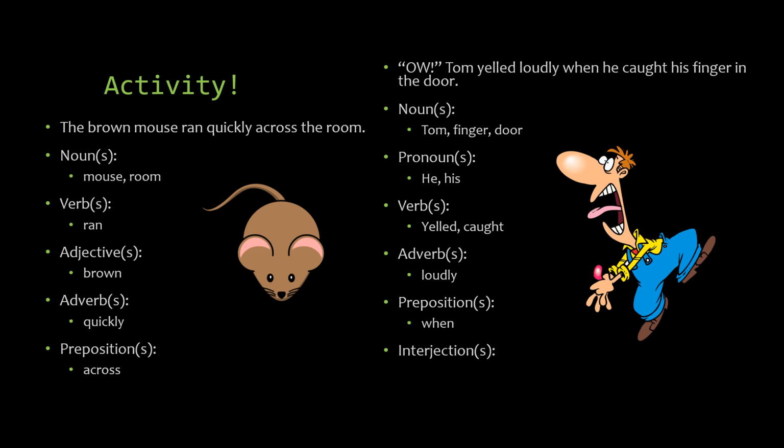And finally, the interjection could be the easiest one to recognize. Ow. It's a weird word that makes a sound. It represents a sound that he is making here out of pain. So again, this is how a sentence could potentially be diagrammed, how you can look at the different parts of speech and how they relate to each other.